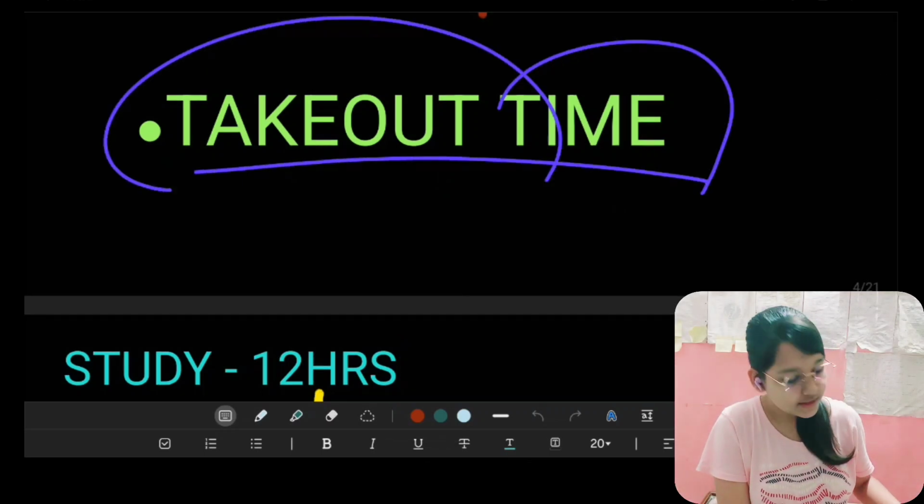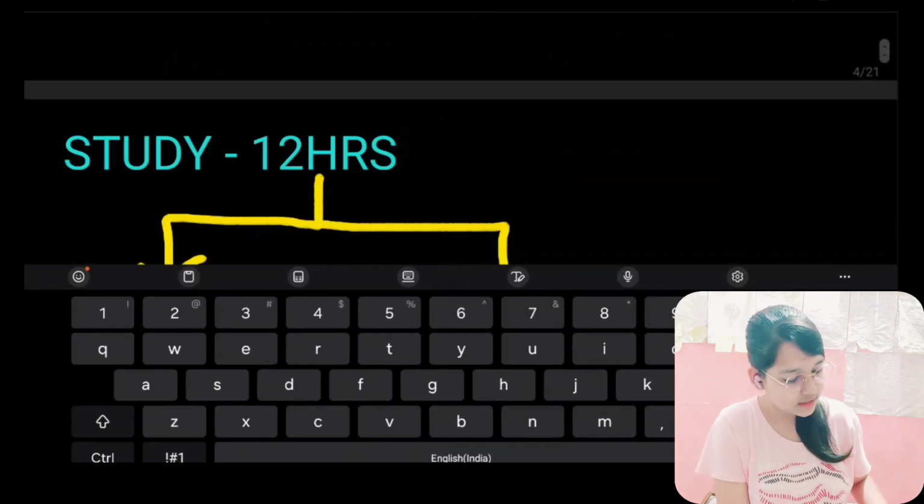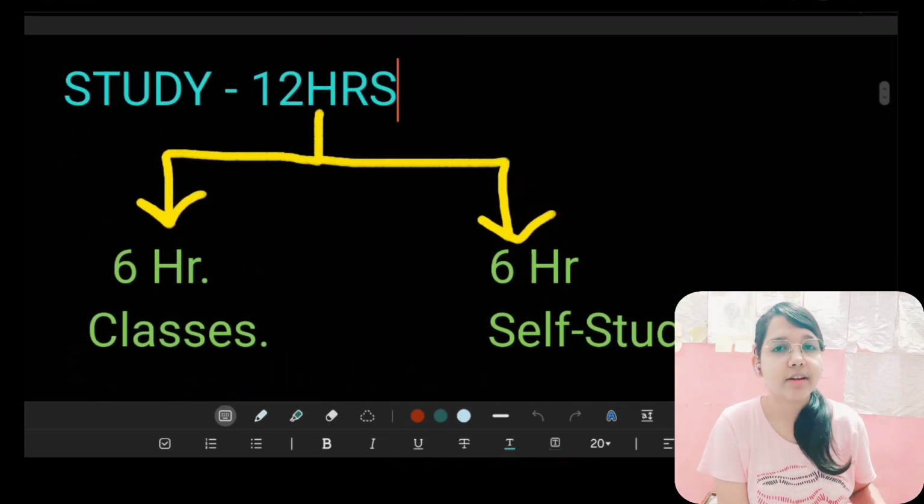Suppose you study 12 hours a day. 6 hours would be included in classes and the other 6 hours you have to give in self-study. 12 hours is the minimum because you are preparing for NEET 2025 and 2026, and looking at the increasing competition, you have to give the minimum 12 hours. I'll be talking about the harsh reality. We don't have to study just 4 or 5 hours. The NEET syllabus is not so small that you can finish it in 4 or 5 hours, which toppers usually say. You have to give 12 hours, where 6 hours are classes and 6 hours are self-study. And even on weekends, you have to push it up to 14 hours.